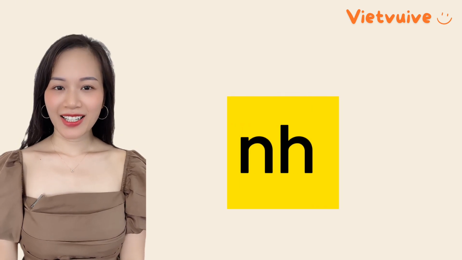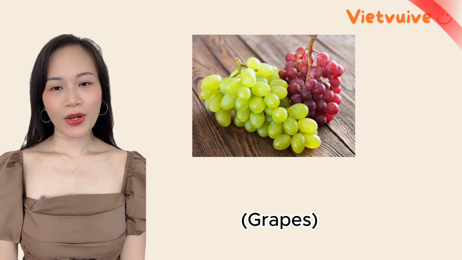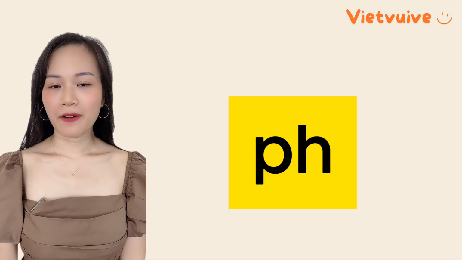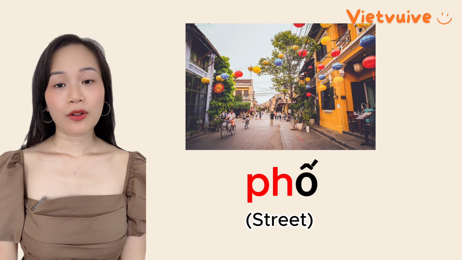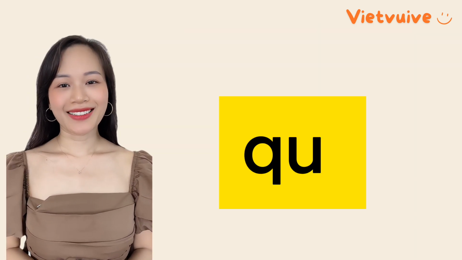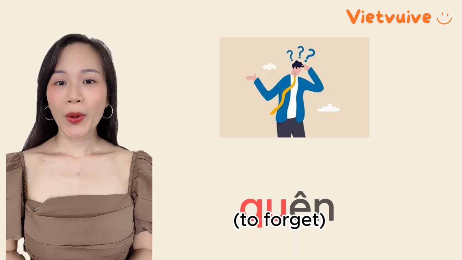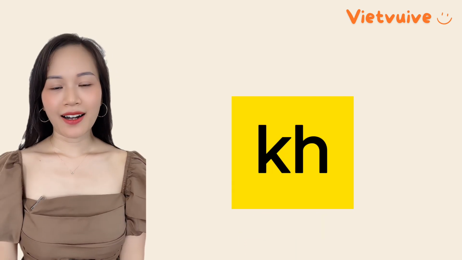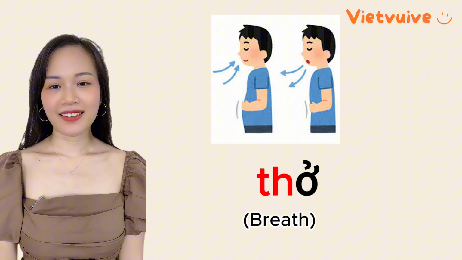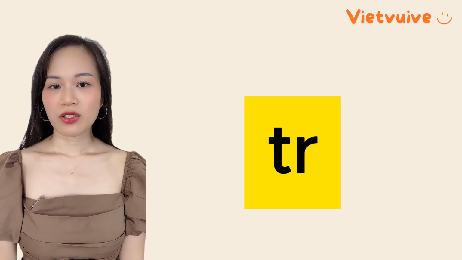Nhờ, nhờ. This word means great. Nho, nho. And next one is phở, phở means street. Phố, phố. Của, của. This word means to forget. Quên, quên. Hờ, hờ. This word means breathe. Hở, hở. And the last one is chờ, chờ.